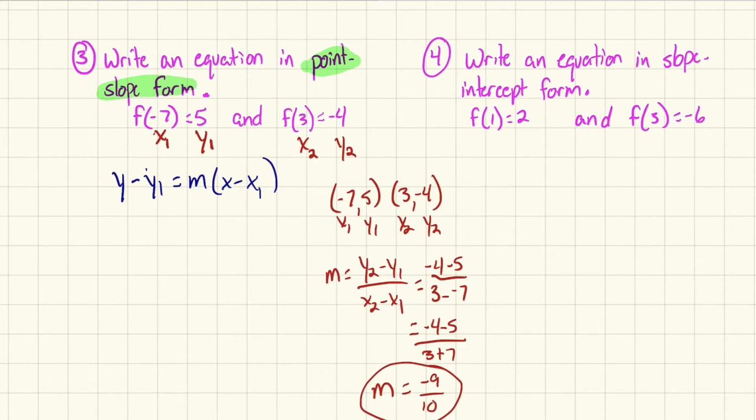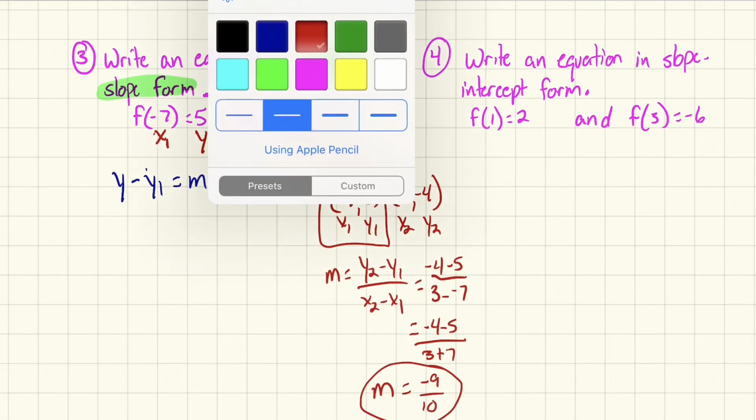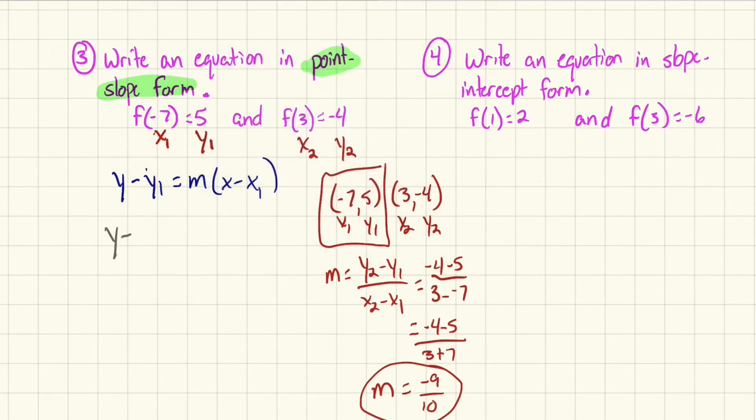Now that we have our slope, we also have a good point that we can use here. All we have to do is plug in that information. So, y minus y1, which is 5, equals our slope, which is negative 9 over 10, times x minus x sub 1, which is negative 7. And then we finish off by just simplifying those double negatives inside the problem. Y minus 5 equals negative 9 over 10, parentheses, x plus 7.